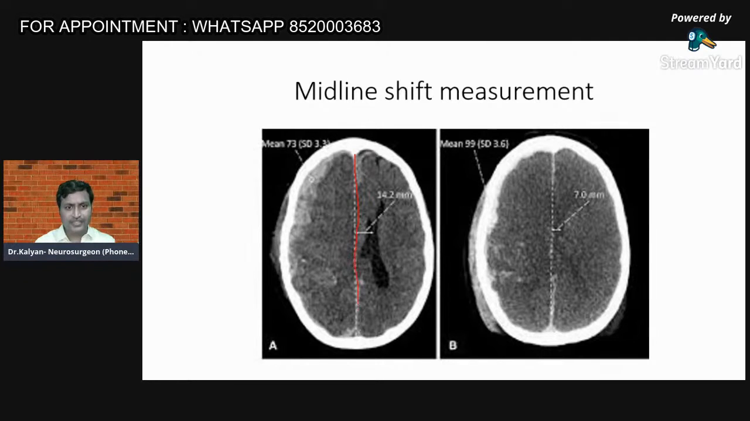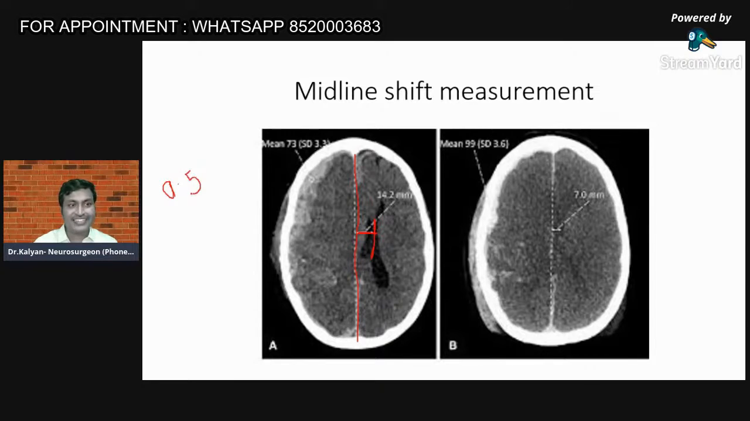Okay. So what are these midline structures I have told you? I have told you interhemispheric fissure. I have told you the falx cerebri. I have told you the third ventricle. I have told you septum pellucidum. So all these four structures are midline structures. So in this picture, can you see the septum pellucidum is deviated away from the midline. So the distance between the midline and the septum pellucidum is known as a midline shift. Anything more than 0.5 mm is significant, that is, half centimeter.